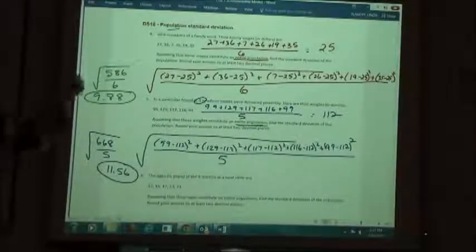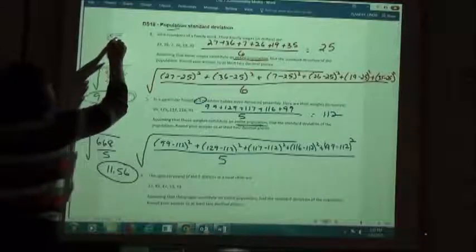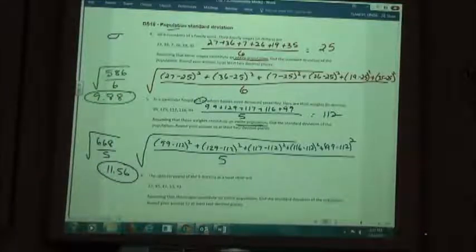By the way, the symbol for population standard deviation looks something sort of like that. I'm not a very good drawer. Mu is what that's called. But you will see that.